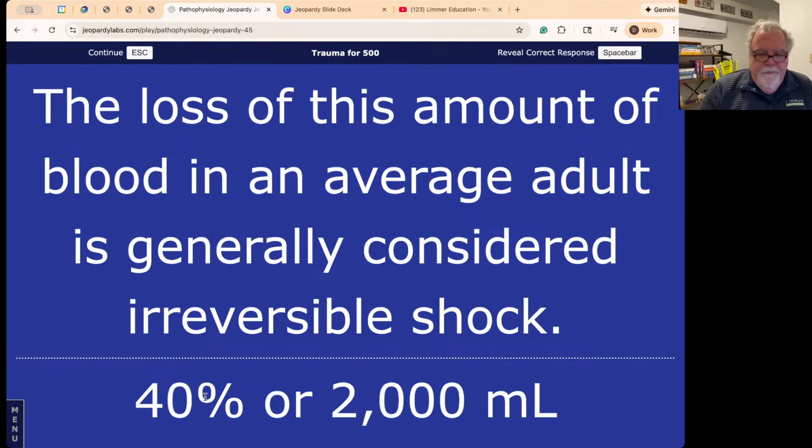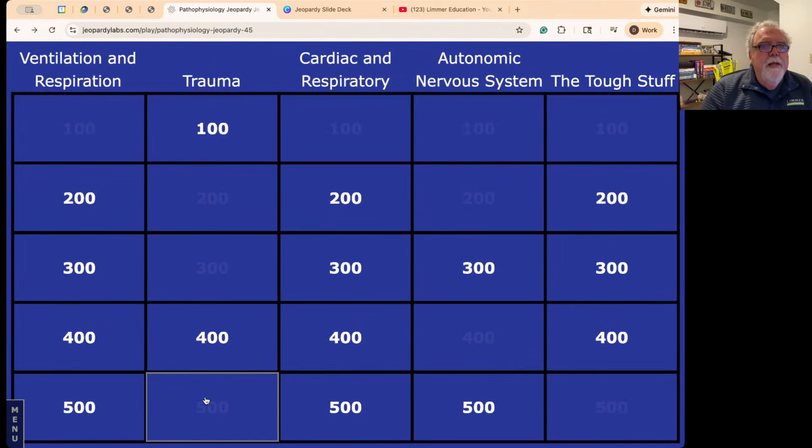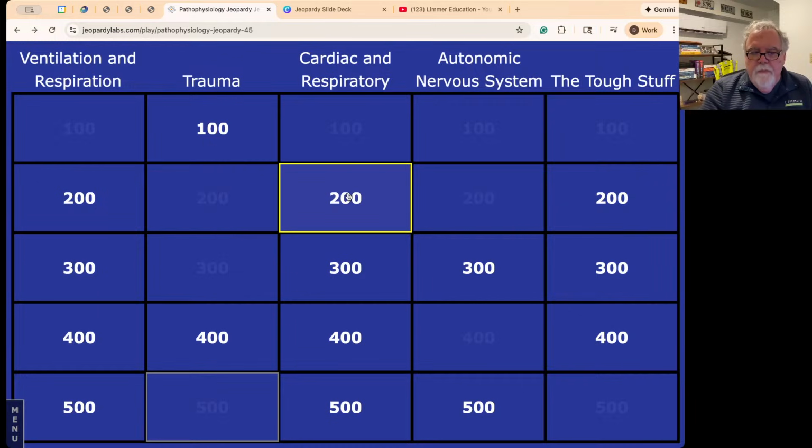All right. I had a request for cardiac and respiratory for 200, so let's jump up to that one. Now, before I do this, how are you all doing out there? Is this working for you? Are you doing good? A little bit of pathophysiology review working for you all? Just let me know in the chat. I'm going to pop this question up here, but say hi and let me know how it's going.